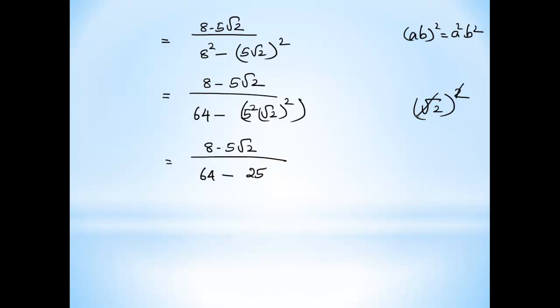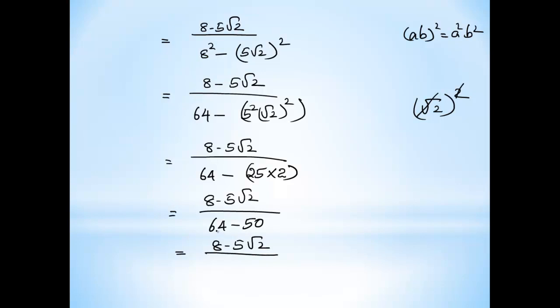The square and the root cancel, so what remains is only 2. So that is 8 minus 5 root 2 divided by 64 minus 25 into 2, which is 50. That is 8 minus 5 root 2 divided by 64 minus 50, which is 14, since subtracting 50 from 64 gives 14. So the rationalized form of 1 by 8 plus 5 root 2 is 8 minus 5 root 2 divided by 14.